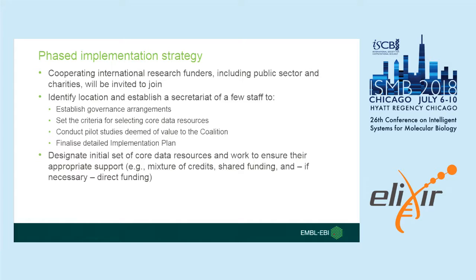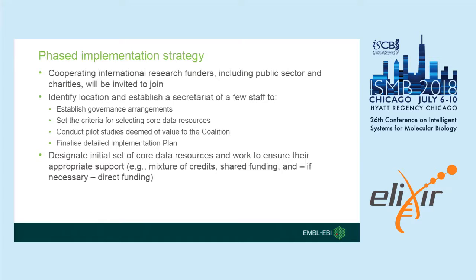the initial activities, which would mean to identify the location, establish a small secretariat, establish the governance arrangements, set the criteria for selecting core data resources, conduct pilot studies deemed of value to the coalition, and finalize a detailed implementation plan. The most interesting thing, of course, from my point of view, is to designate the initial set of core data resources and work to ensure their appropriate support. So that means this mixture of credits, shared funding, and if necessary, direct funding through the coalition. And that will be a very, very interesting and important piece of work, as will be, of course, the whole legal and governance structure. But this is much less fun because it's so complicated and full of legal traps we need to avoid.